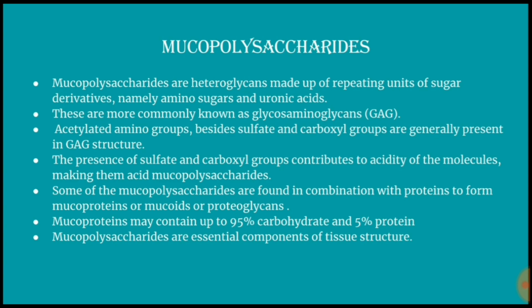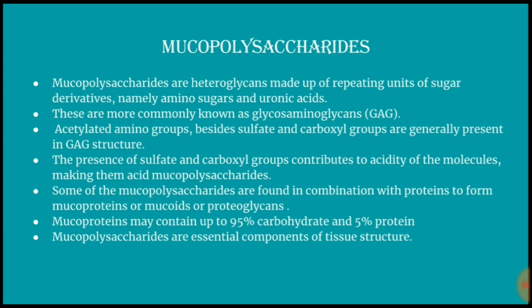So you have to remember mucopolysaccharides also. This is asked frequently in the exams. Then acetylated amino groups. Besides the sulfate and carboxyl group that are present in GAG structure, there is the presence of acetylated amino groups. The acetate is present in the carbon chain. Then the sulfate and carboxyl group together are contributing to the acidity of the molecule. There is increased acidic nature because of the sulfate and the carboxyl groups. So COOH and sulfate groups are producing the acidic nature of the mucopolysaccharides.